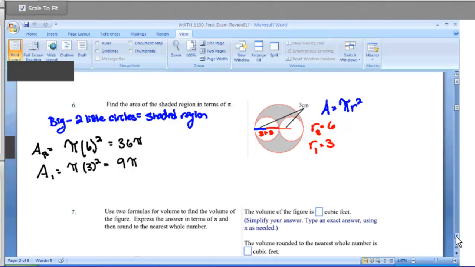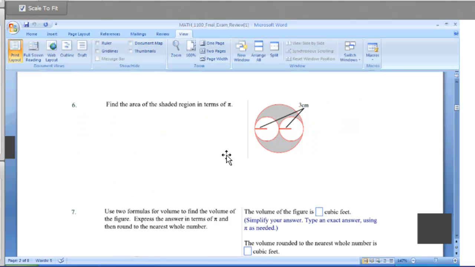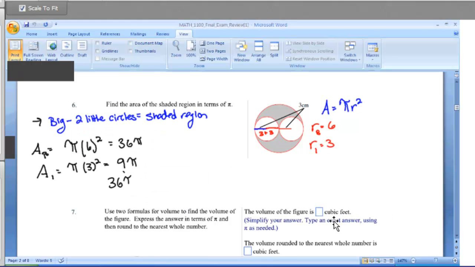And if we use what we wrote up here, that we take the area of the big circle minus 2 of the little circles, then we will be doing 36 pi minus 2 of those little circles. So that's 36 pi minus 18 pi, which is just 18 pi.